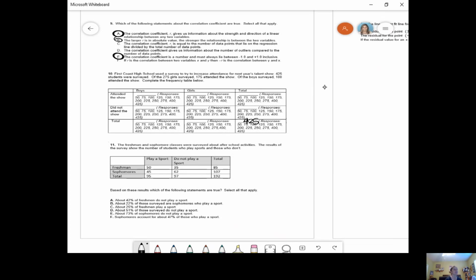Of the 275 girls surveyed, so we're going to go girls, 275. 175 attended the show, so attended, so 175. So that means this has to be 100. So we know 425 and we know 275. That means this one has to be 150.